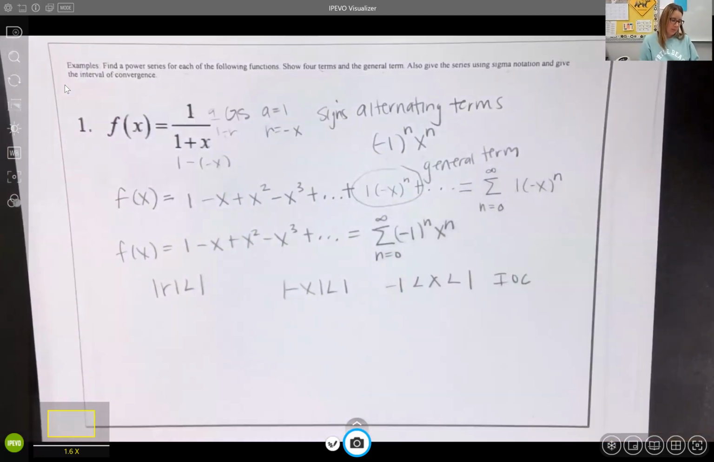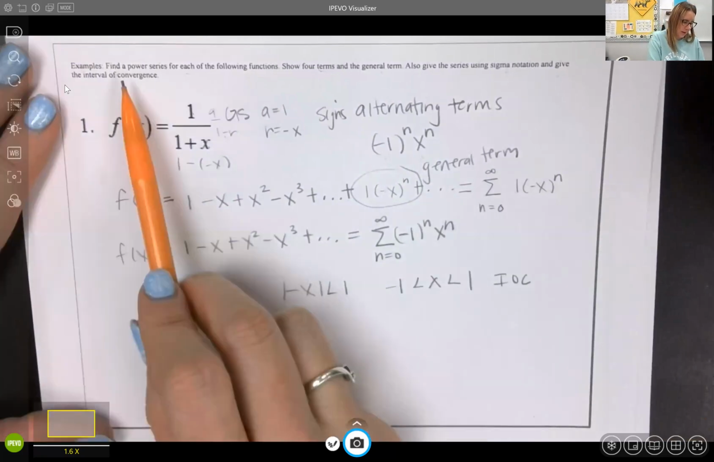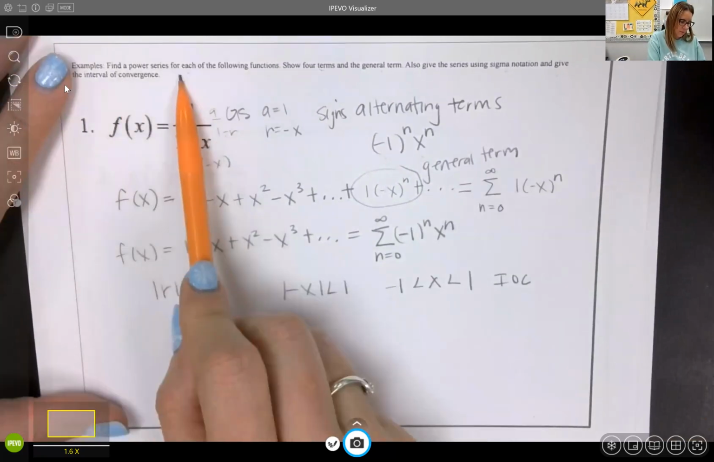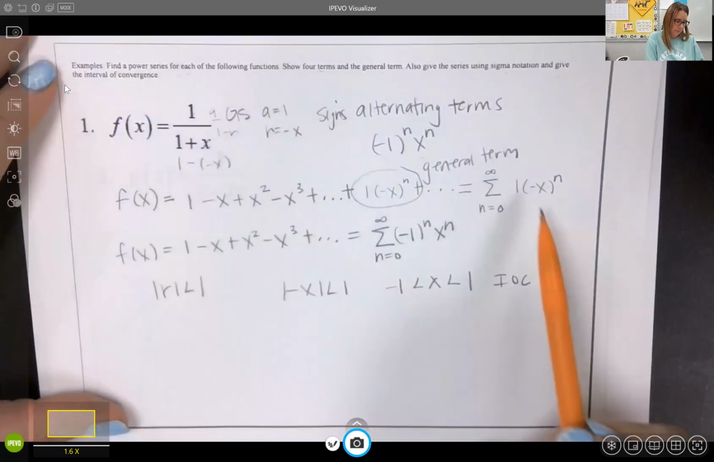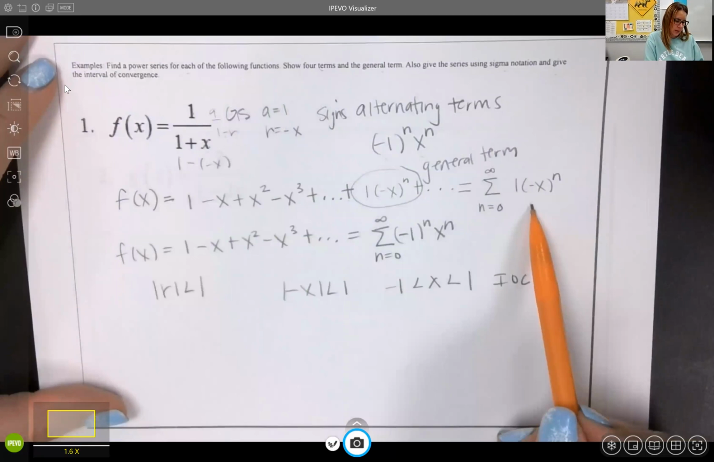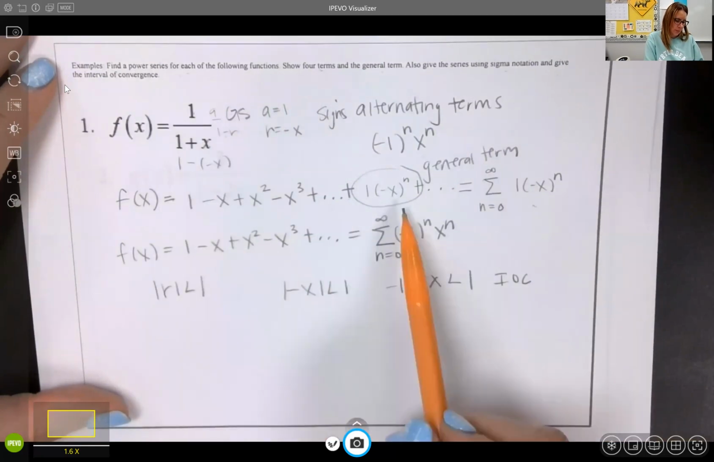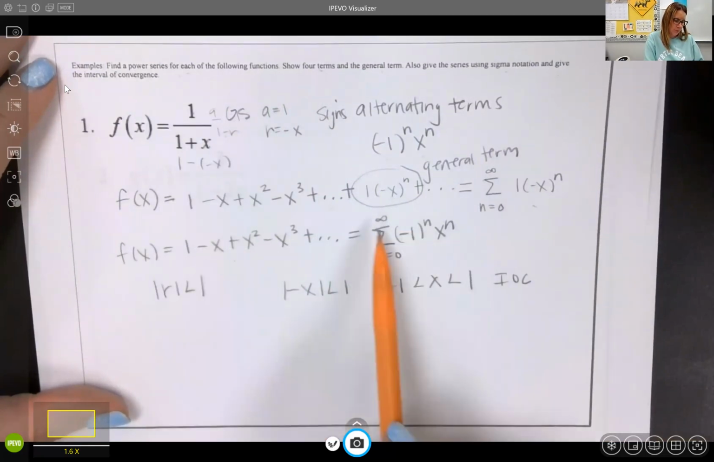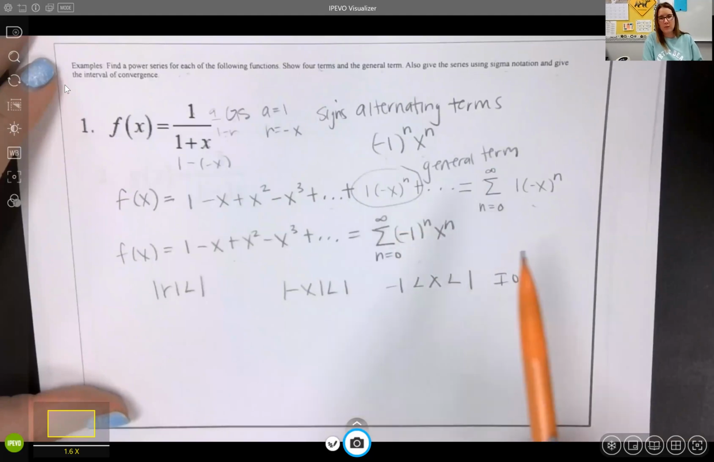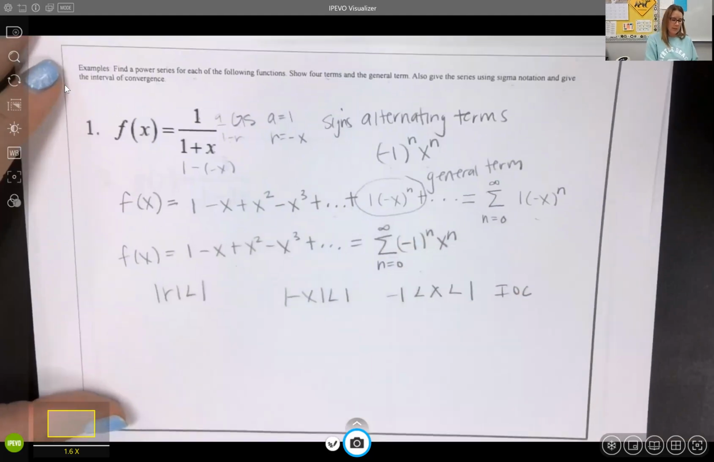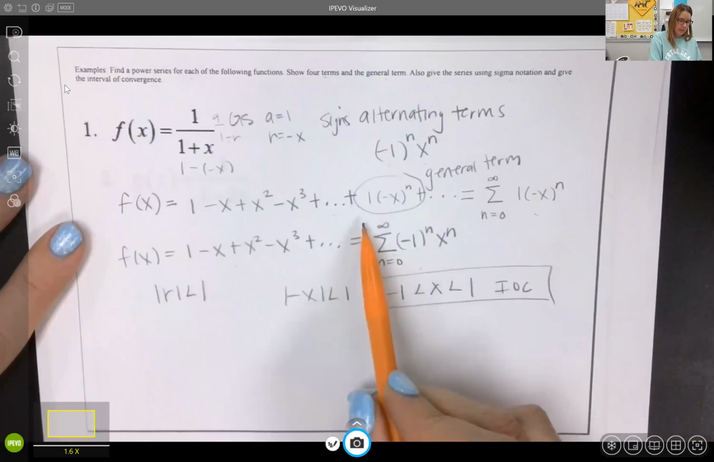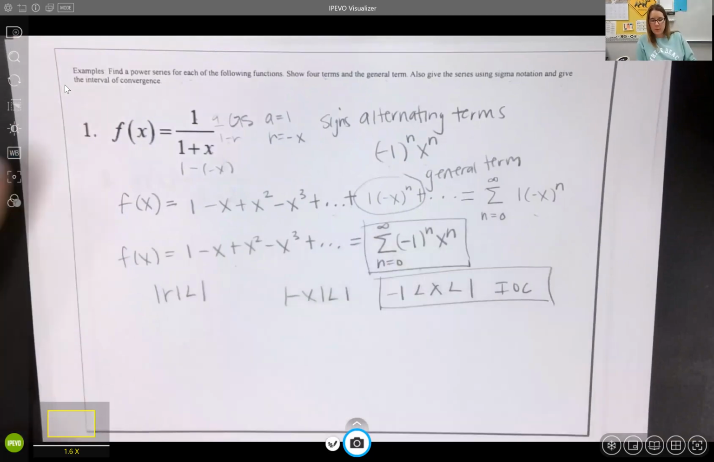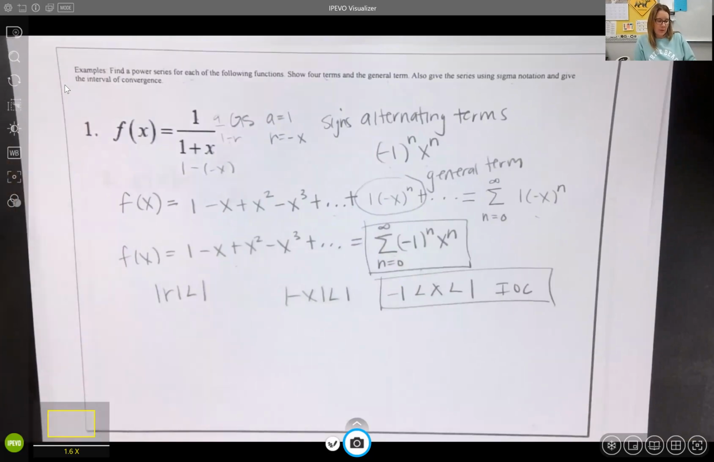Okay, so let's make sure we answered the question. Did we find a power series for each of the following functions? So here's our power series. We wrote it out. We showed 4 terms. We showed the general term. We wrote sigma notation, and we wrote the interval of convergence. So we made sure we showed all of the parts that it asked for. Sometimes when it asks for more than one thing, you want to go back through and make sure you got them all.